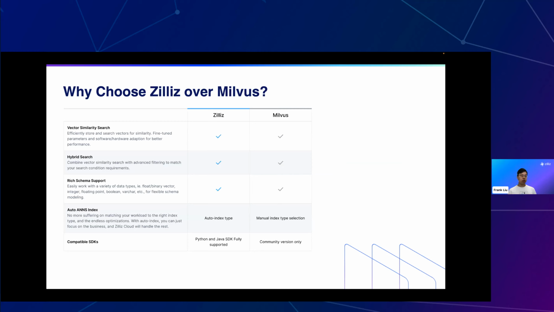So why choose Zilliz over Milvus? This is a comparison of what Zilliz provides versus what Milvus provides. Again, both are fantastic vector databases. Zilliz Cloud is built on top of Milvus. As you can see here, they both provide all the functionality you would want in terms of the underlying vector search capability. They both provide very scalable, efficient, easy-to-use vector similarity search. You can fine-tune a lot of your different parameters to get exactly the type of performance that you need for your application.